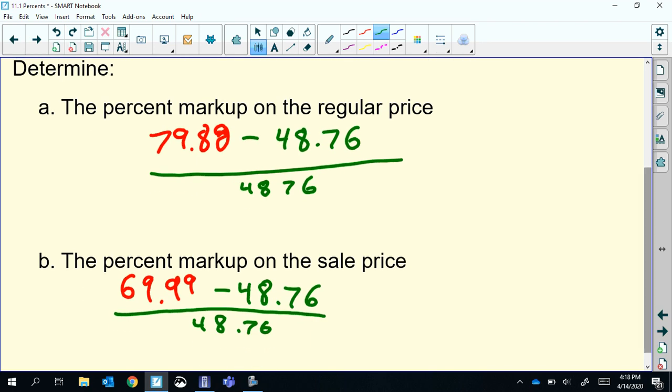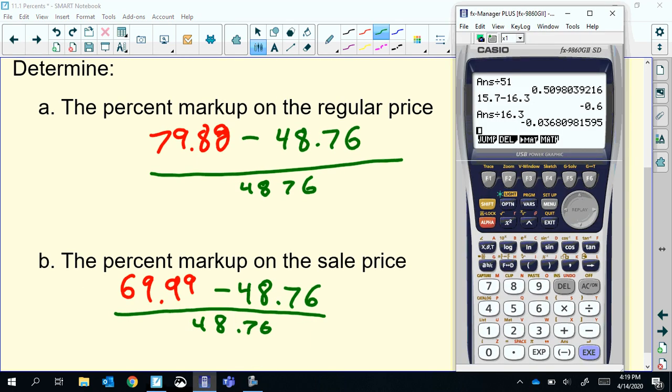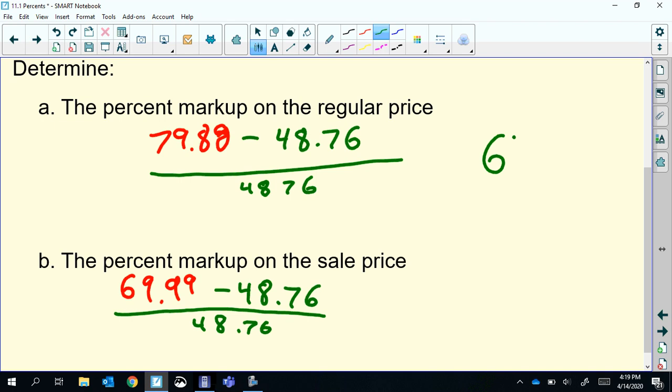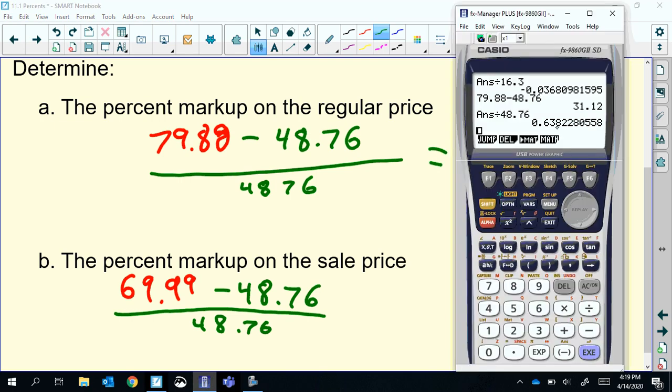So two-part question here. Starting with the regular price, $79.88 minus $48.76. And we divide that by 48.76. So that is a 63.8%. Moving the decimal 2 spots for your percentage, 63.8% markup.